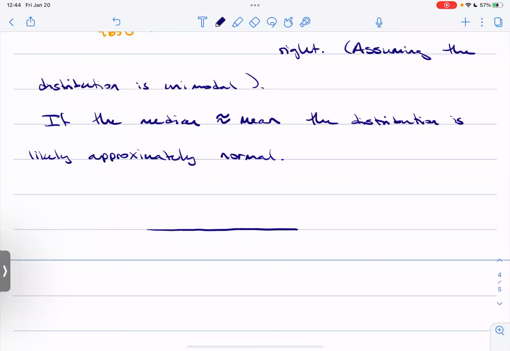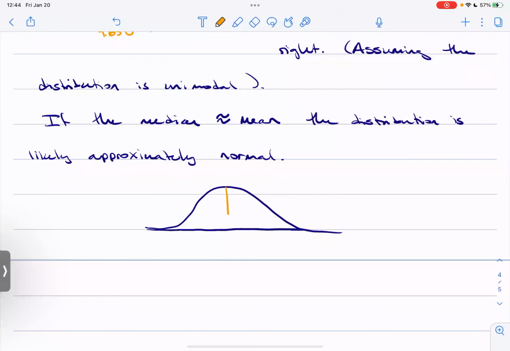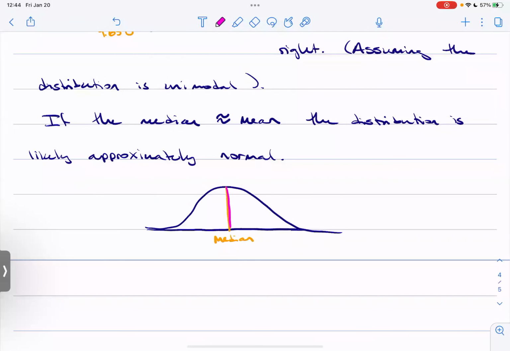Right? Because if I have a normal distribution, like, oh, my normal distribution always lifts off on the right. Right. Then the median is equal to the mean. Right. Okay.